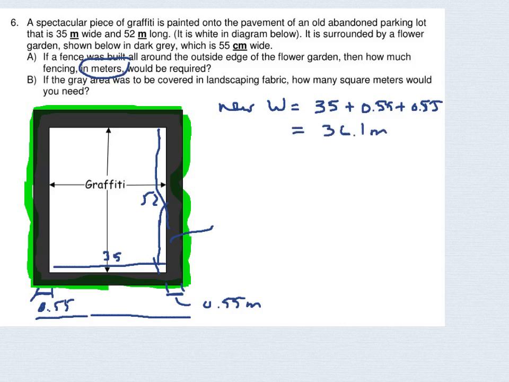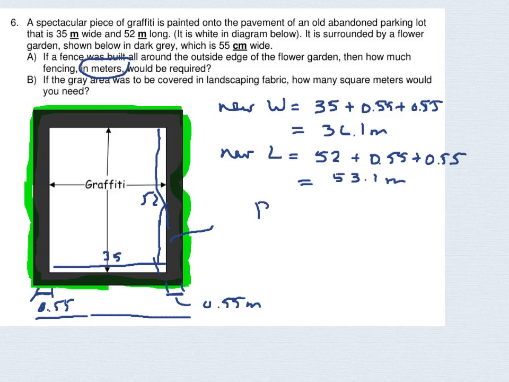The new length, which originally was 52 meters long, if you now include the fact that you have this flower garden, which is 0.55 meters, on the top and the bottom, that's going to give you a new length, a bit longer, 1.1 meters longer, so 53.1 meters for the new length.